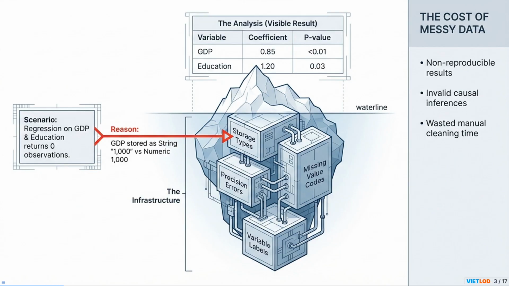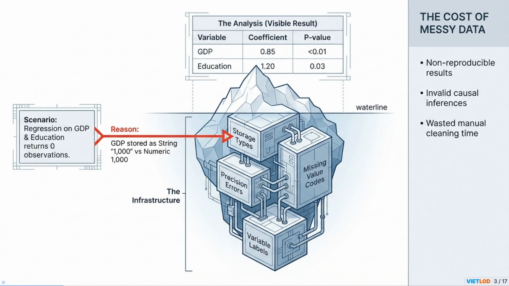Think of your analysis as the tip of an iceberg. The visible part is the final table of coefficients and p-values for variables like GDP and education. But beneath the waterline lies the vast infrastructure: storage types, precision errors, variable labels, and missing value codes. A common scenario, as shown here, is a regression on GDP and education failing because a variable like GDP is stored as text, like 1,000, instead of a numeric 1,000. This single issue, a storage type problem in the infrastructure, invalidates the entire analysis and leads to zero observations.